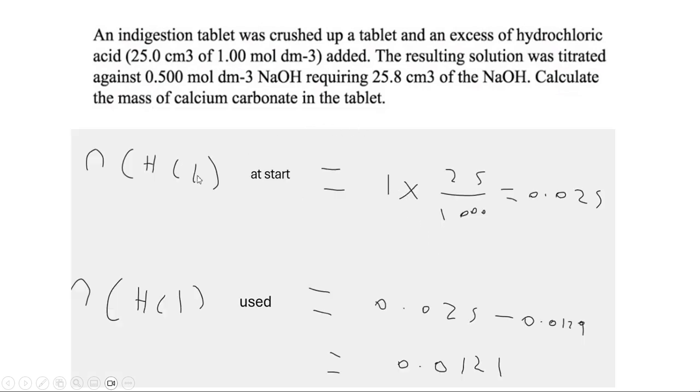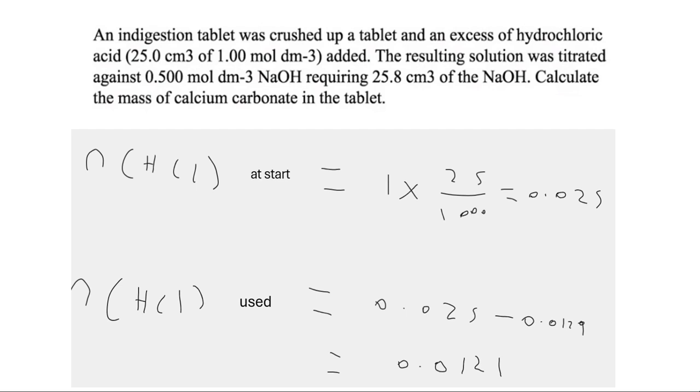Now, how much HCl did I actually use at the start, before the reaction happened? Well, it tells me 25 centimeter cube of 1 mole per dm cubed. So 1 concentration times 25 over 1000, because that's dm cubed. Concentration times volume gives me the moles at the start, which was 0.025. So if I've got the moles after and the moles before, I can find how much was used, or how much actually reacted. So 0.025 minus 0.0129 gives me 0.0121.